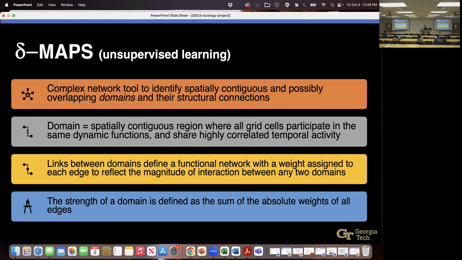And then we can define the strength of the domain depending on how many interactions it has and how strong. And so we can also measure which domain is really key in talking to the others versus receiving.